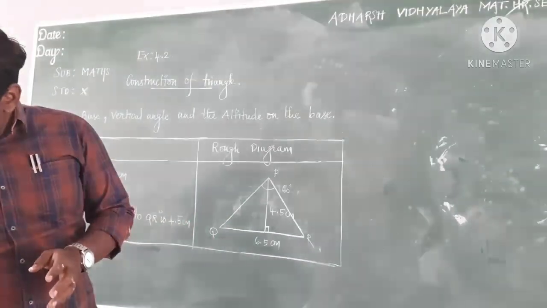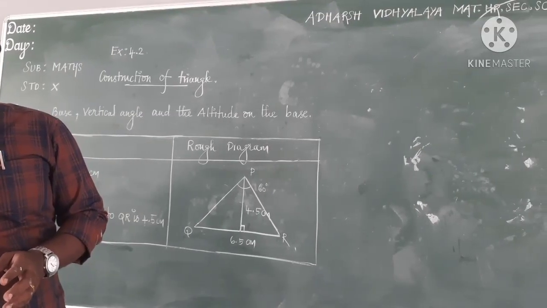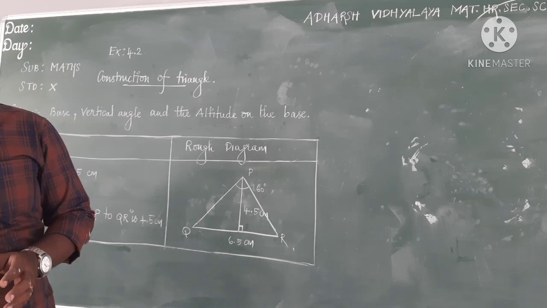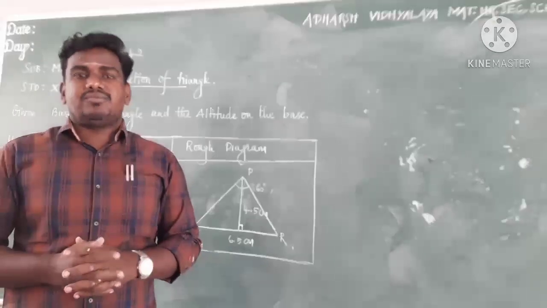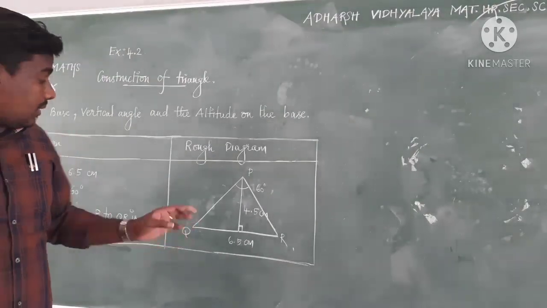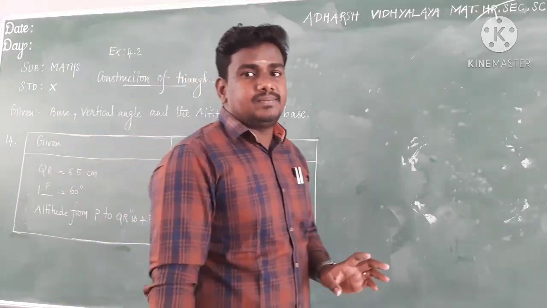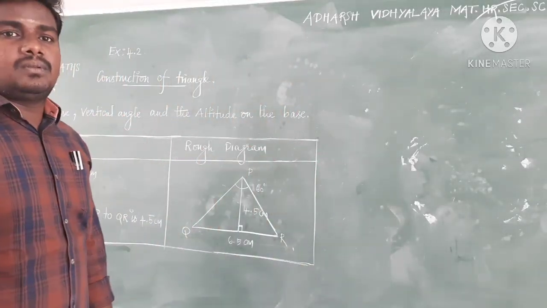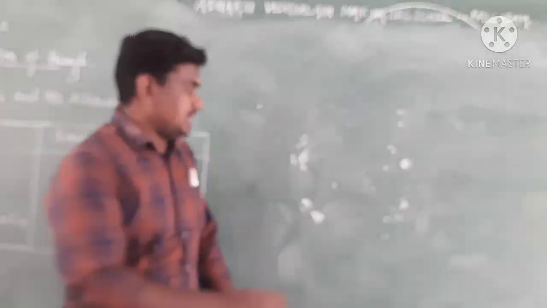So you have to write the construction in the textbook. In the textbook, page number 175, it is given clearly. So you can refer to the textbook for writing the construction. Now move to this problem. Here QR is equal to 6.5 centimeter. So first draw the base, equal to 6.5 centimeter.